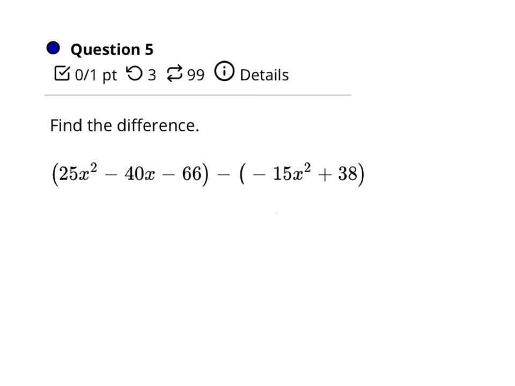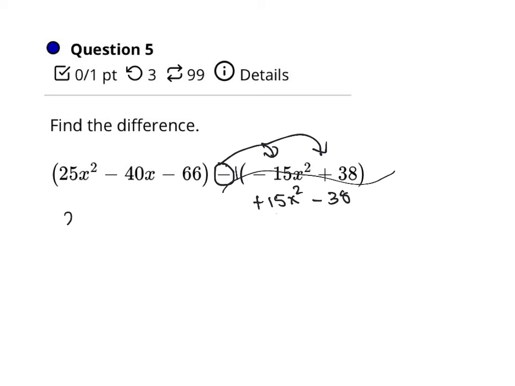Here's a problem where we're finding the difference, so we're subtracting. That is a big issue because this negative changes everything after it, not before it. So this is really not a negative 15x squared, it's going to be a positive 15x squared. Because this right here is understood to be a negative 1, so negative 1 times negative 15x squared gives us positive 15x squared. Negative 1 times positive 38 gives us negative 38. So I like to do that first so that I don't make a mistake, and then I kind of mark it out so I don't go back to it. I know to go back to these numbers.